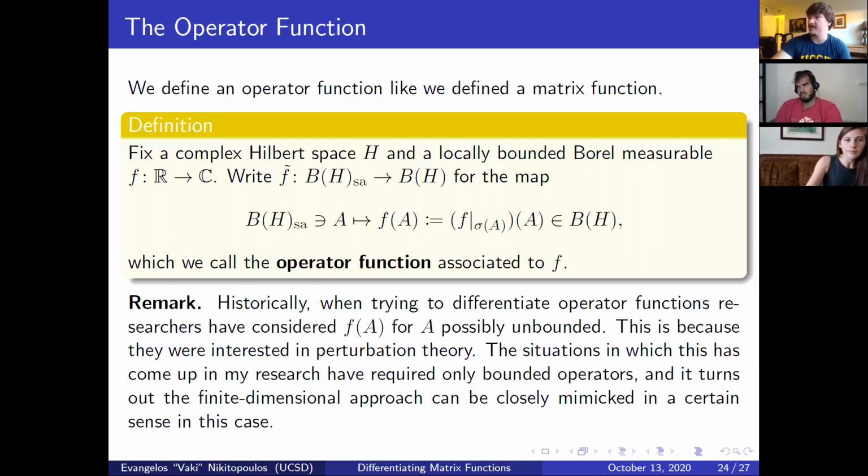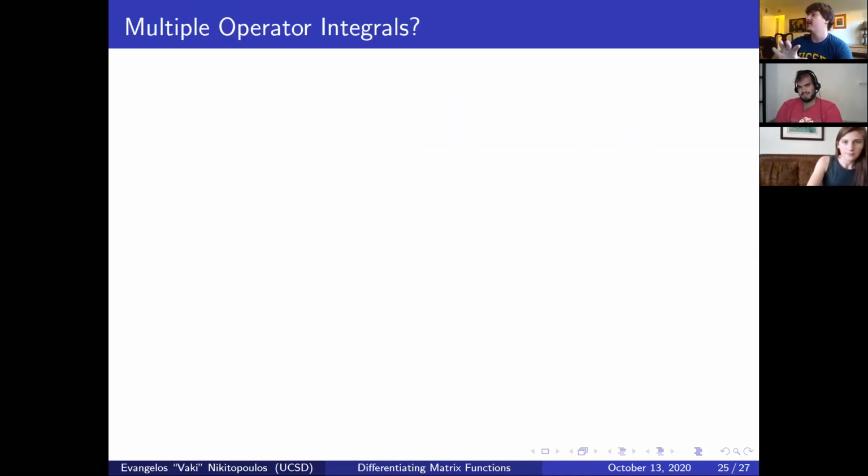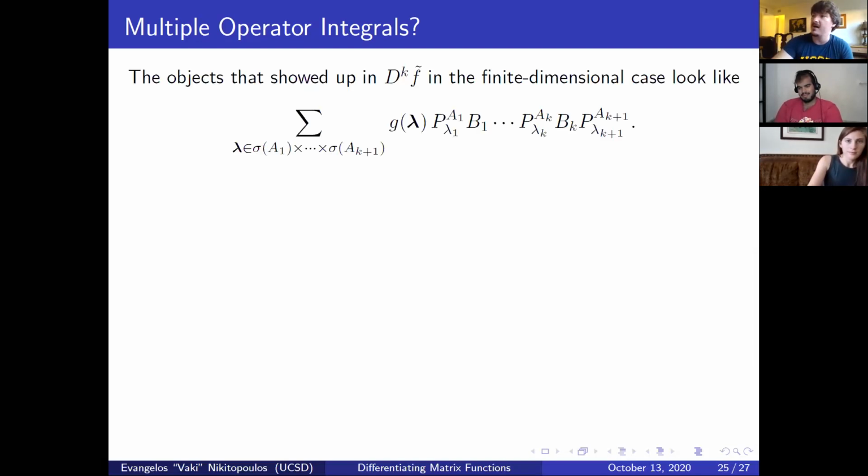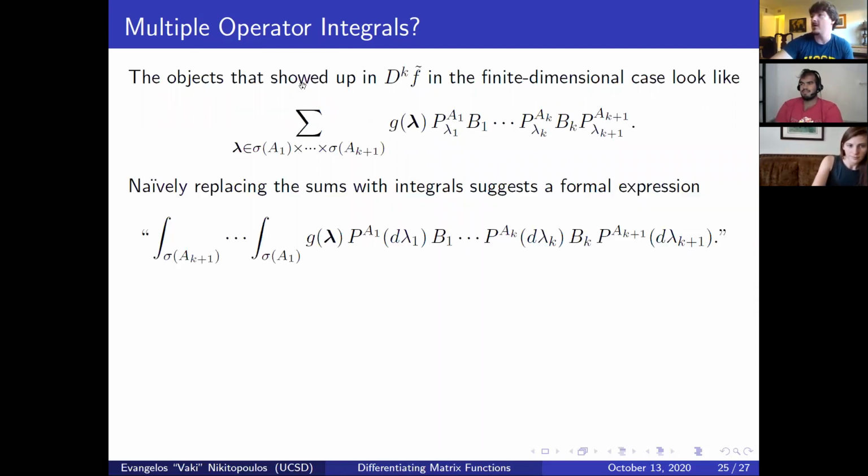Well, maybe we'll talk about it in a second. First, I have to tell you, we needed an expression like this to write down our kth derivative from the matrix case. It was a sum over a bunch of projective resolutions of the identity. And what you should do is just replace the sums with integrals naively. And if you do so, you're going to come up with an expression like this.